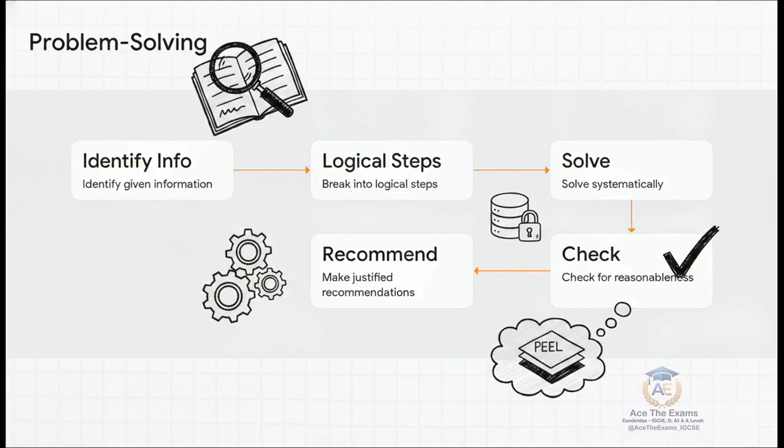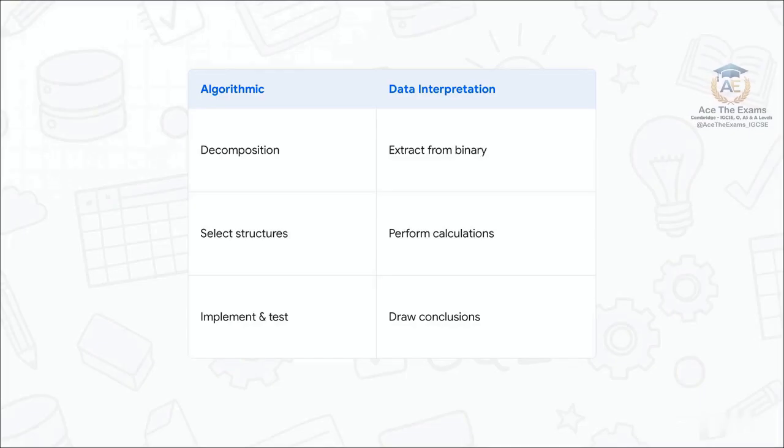Step 5. Make justified recommendations. Bring back that PEEL framework we just talked about. This guarantees the examiner clearly sees your logical reasoning and happily awards you all those method marks. Now, this brilliantly illustrates the procedural framework in action. Look at how algorithmic thinking and data interpretation literally work hand in hand to secure those method marks.